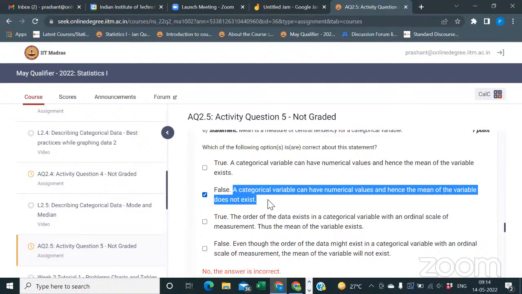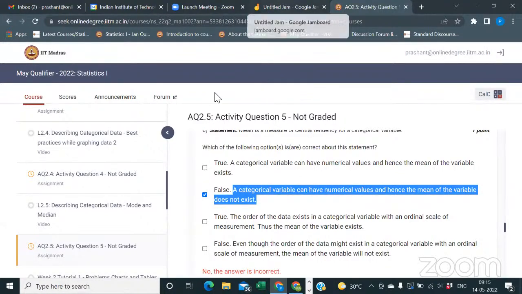Can you tell me why the second option is not correct? Read the statement carefully. It mentions that a categorical variable can have numerical values. Categorical variables can have numbers only for counting purposes, not numerical values. That's why D is the correct option.